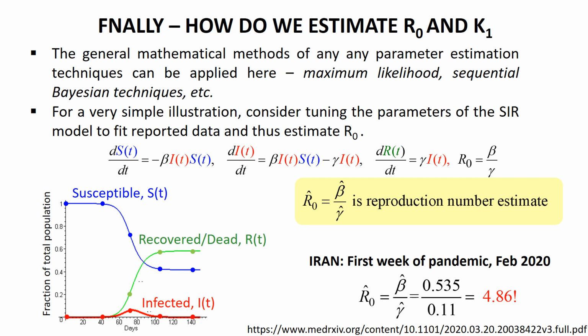And this was done in the reference below for the first week of the pandemic in Iran, February 2020. And in that particular case, the estimate of R0 was 4.86. And that's very high. That explains why Iran had such a difficult time at the very beginning.